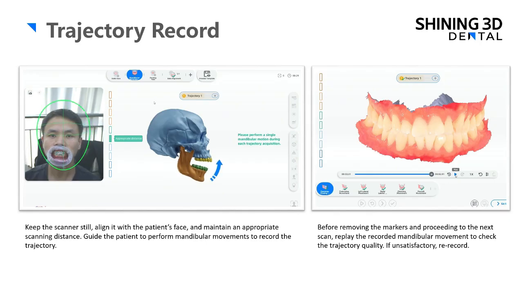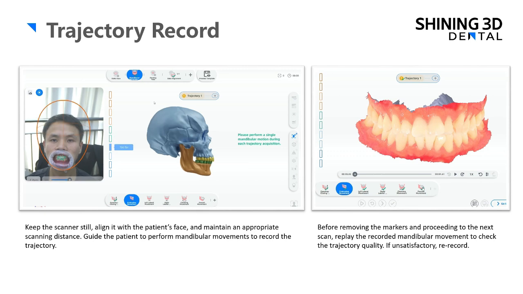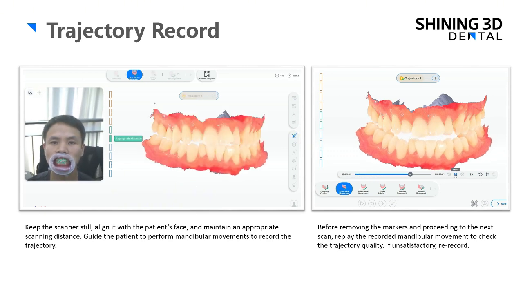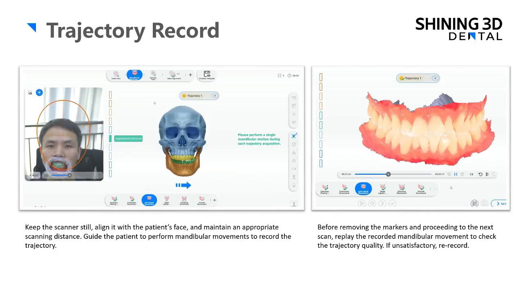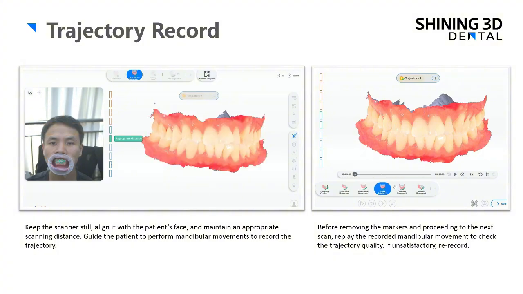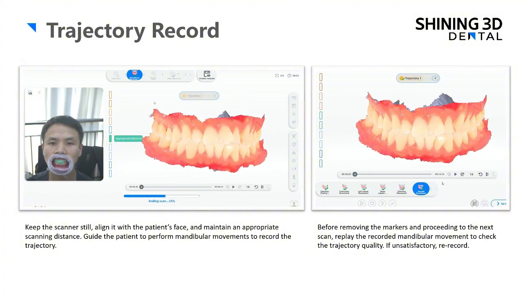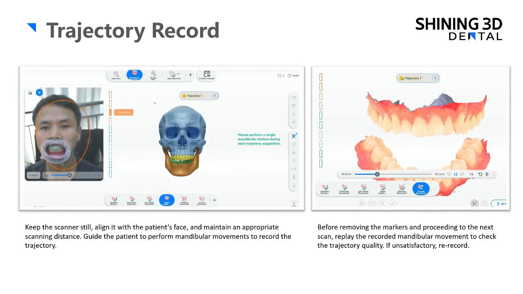Now we can officially enter the trajectory recording for the mandibular trajectory tracking part. Keep the scanner still and align it with the patient's face. Make sure the camera is looking directly at the front view of the patient's face, and maintain an appropriate scanning distance. Guide the patient to perform the mandibular movement to record the trajectory.